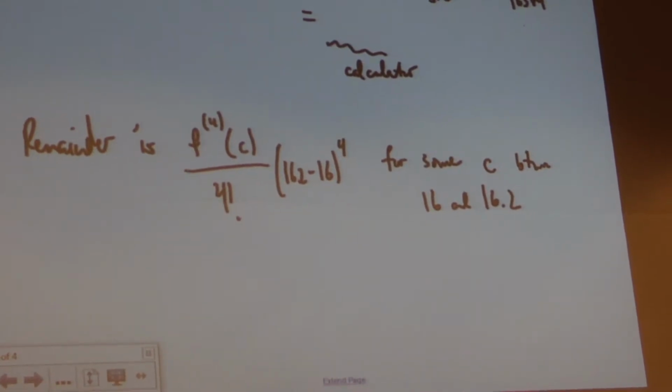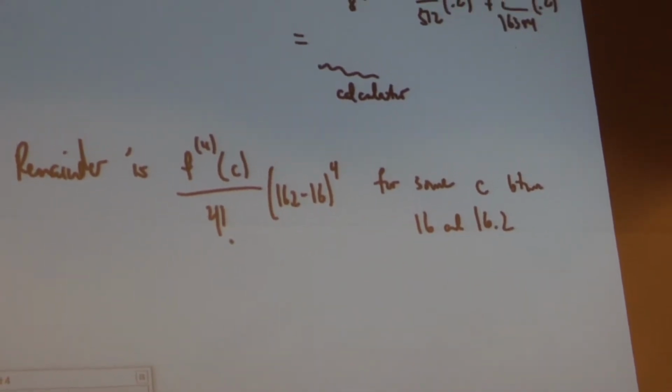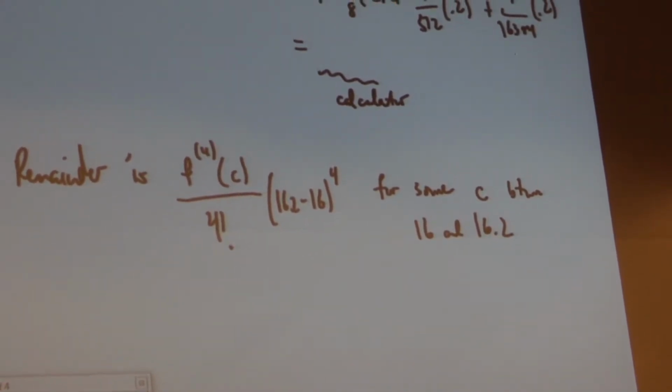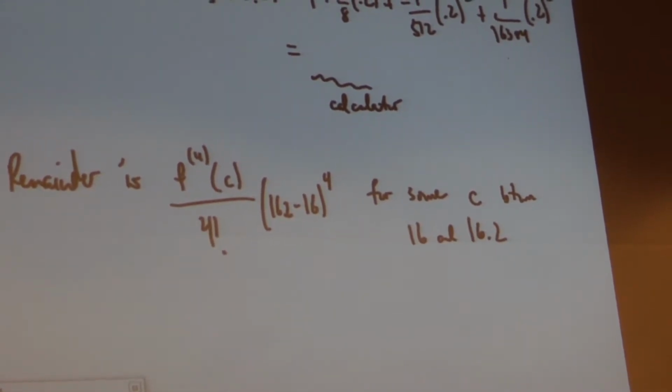Question? Yes, because it's the upper bound, you want C to be the number between 16 and 16.2 that'll give you the greatest value. Exactly. And there was a question right in front of you too?